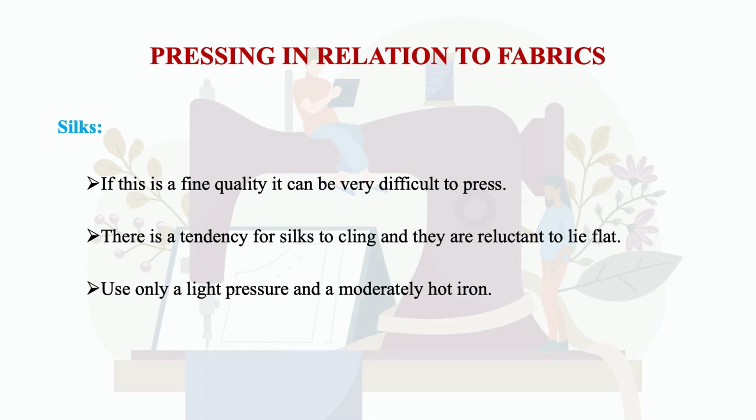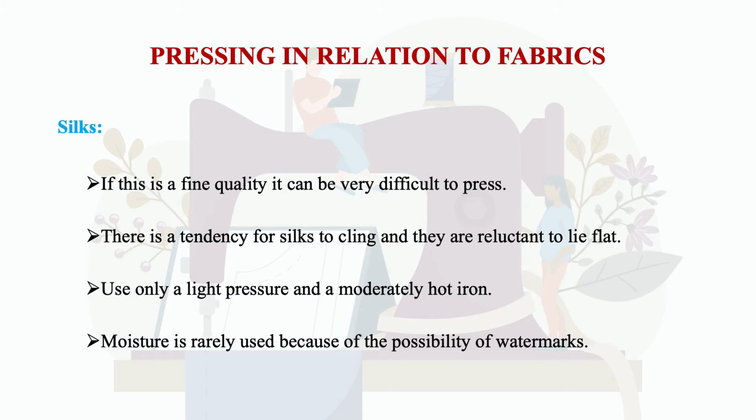Then we can use only a light pressure or a moderately hot iron. Moisture is rarely used because of the possibility of watermarks. If we use steam or any moisture more than is required, we can get spots or watermarks on the fabric. That's why we generally use a moderately hot iron or a light pressure, and rarely use moisture or steam for the pressing of silk fabric.